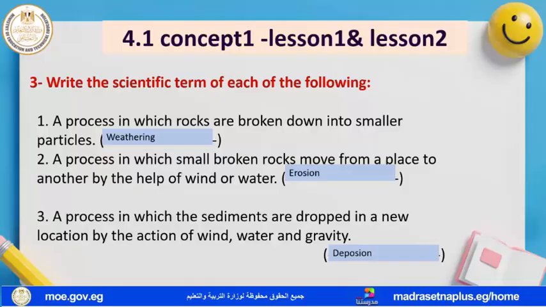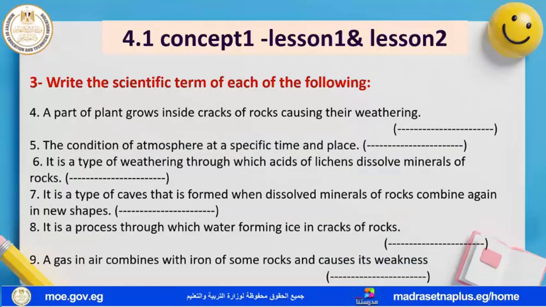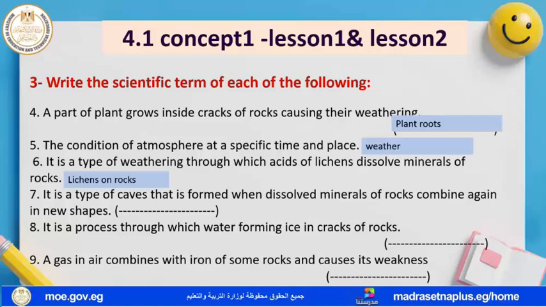Look at this new slide. Write the scientific term of each of the following. Number four, a part of a plant that grows inside cracks of rocks, causing their weathering. This is plant root. Number five, the condition of the atmosphere at a specific time and place. Weather, very good. Number six, a type of weathering through which acids of lichens dissolve minerals of rocks. Lichens on rocks, very good.